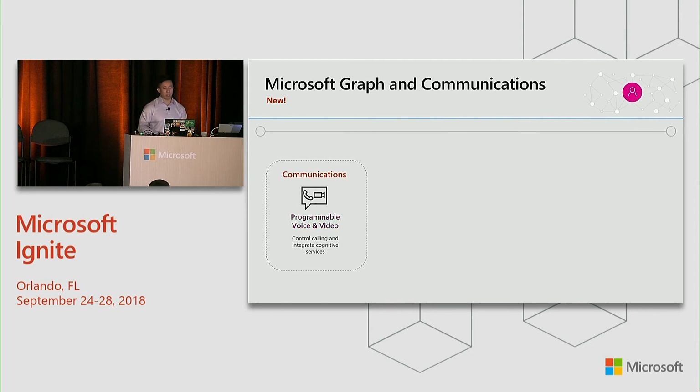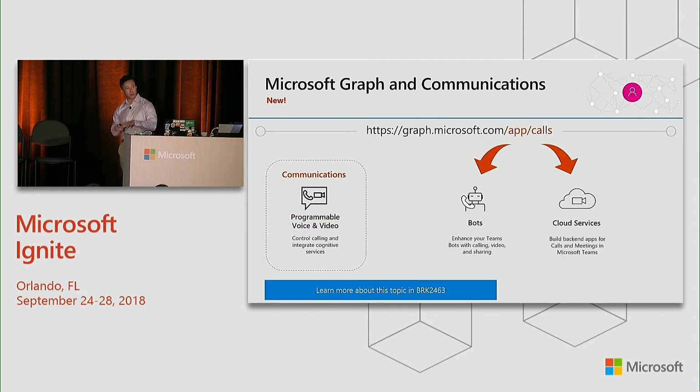So what can you do with this? There are 2 high-level categories of scenarios that we already have customers and partners on. Right now it's in TAP, but this is coming to developer preview very, very soon. It's going to be fully documented, and anyone can start using this with Teams. When we think about the scenarios, there's a couple. One is bots, and the other is cloud services on the back end.